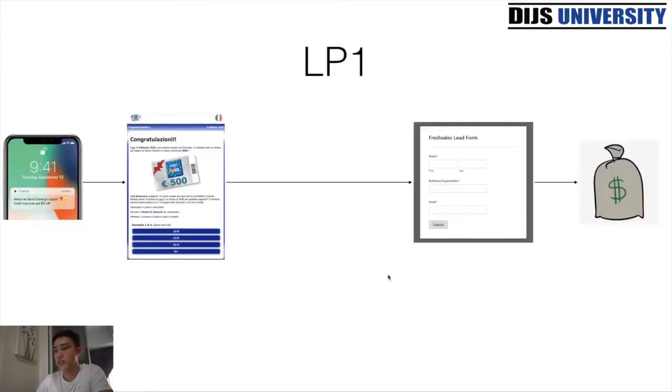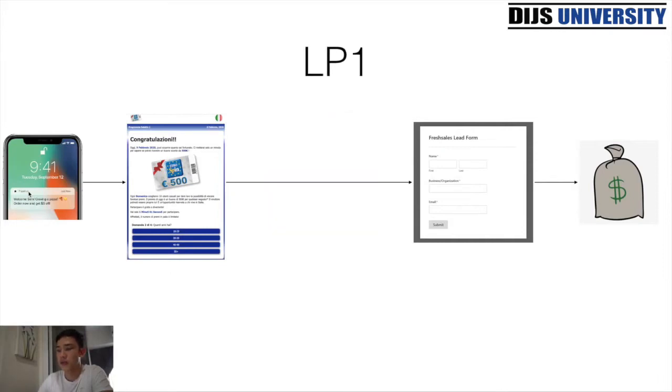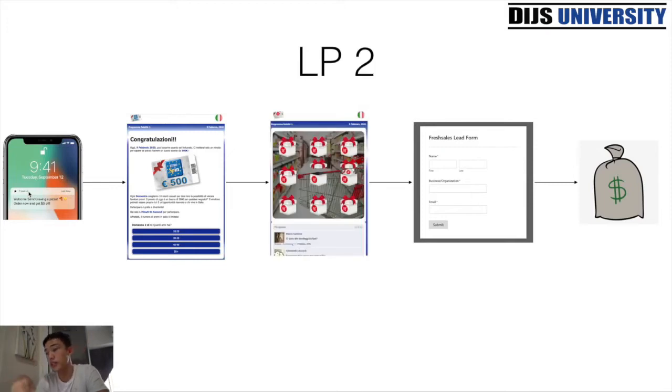As an example, I just drew the first setup with landing page number 1. This funnel is the push notification going to the 4-question landing page, directly going to the affiliate offer, that lead form, and then we have our conversions. For landing page number 2, we just add that gift box part in the landing page. So you stay on the same landing page, only you get that gift box part. These are actually 9 gift boxes.